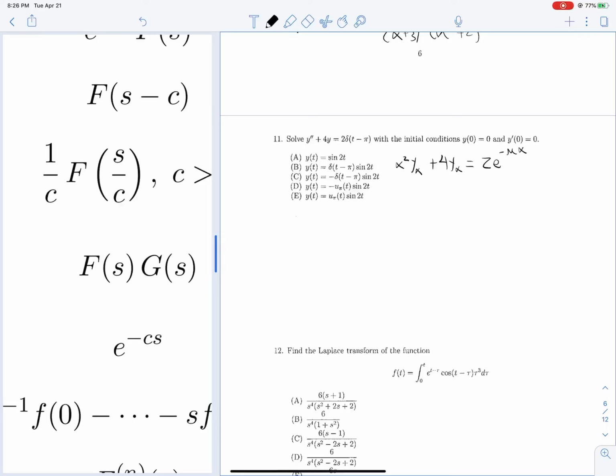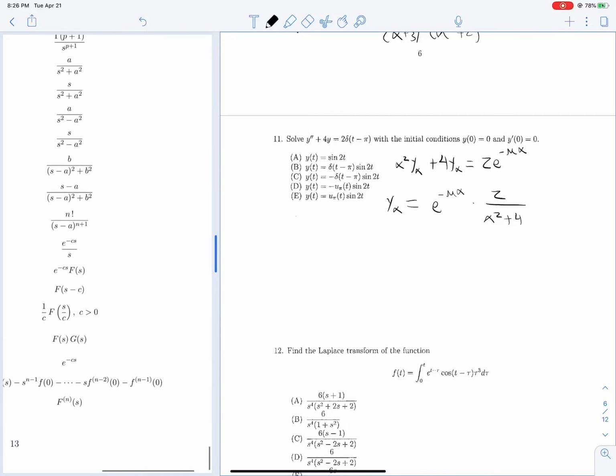So taking this apart, we can see that Y alpha is equal to 2, let's see, e to the negative pi alpha times 2 over alpha squared plus 4, just rewriting things a little bit. And that is looking good.